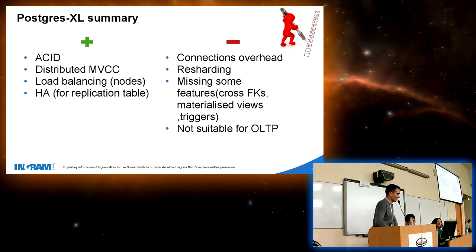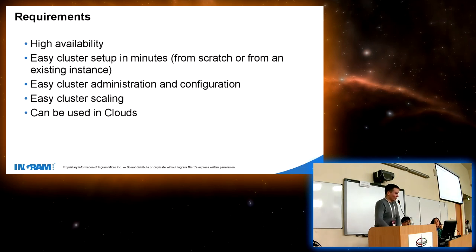Yes, PostgreSQL is distributed, is okay for distributed transactions. It has HA for tables, for distributed tables, distributed according to the replication. But there are some contrasts, like connections overhead, meaning that you need to create a huge amount of connections for better communication of your nodes. There is a problem of resharding. There are some features missing. You cannot make cross tables on various nodes, and it is not suitable for OLTP.